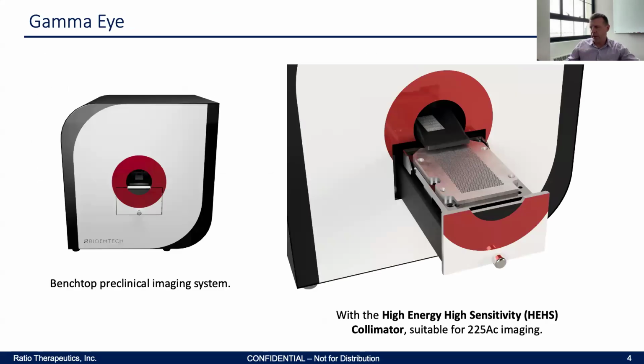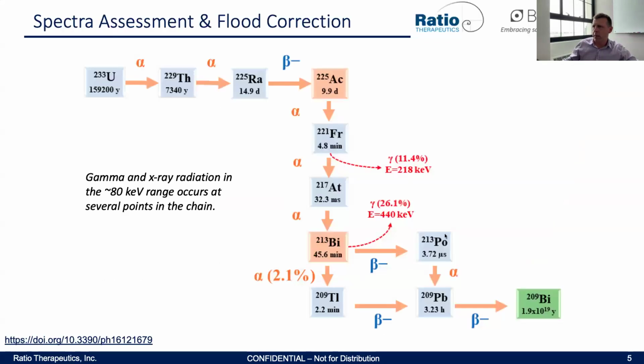All right, just very briefly to orient everybody, we're talking about this BioNTech system here, the Gamma-I, and it's loaded for this work with a high energy, high sensitivity collimator that should be suitable for actinium. This is a tungsten collimator that is better equipped, just like in the clinical space, to handle the high energy photons that are emitted particularly from the francium and bismuth daughters of actinium.